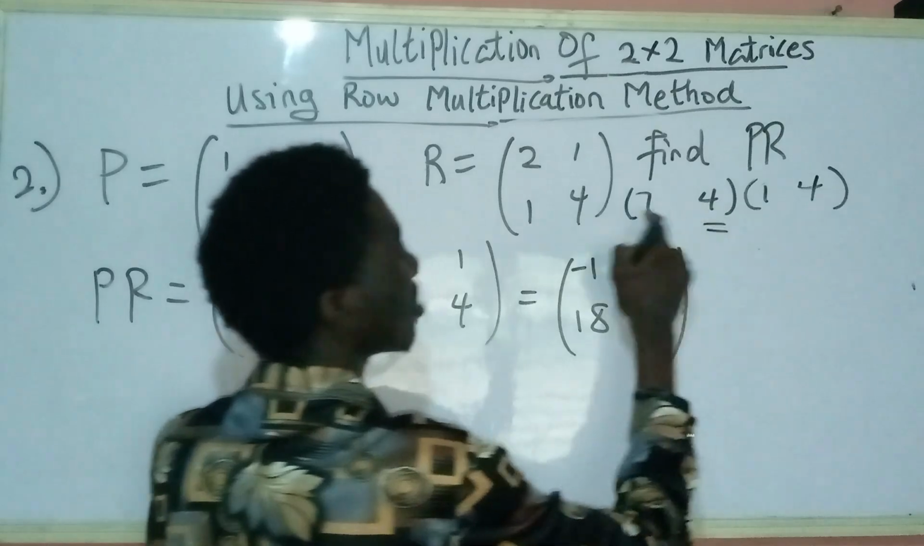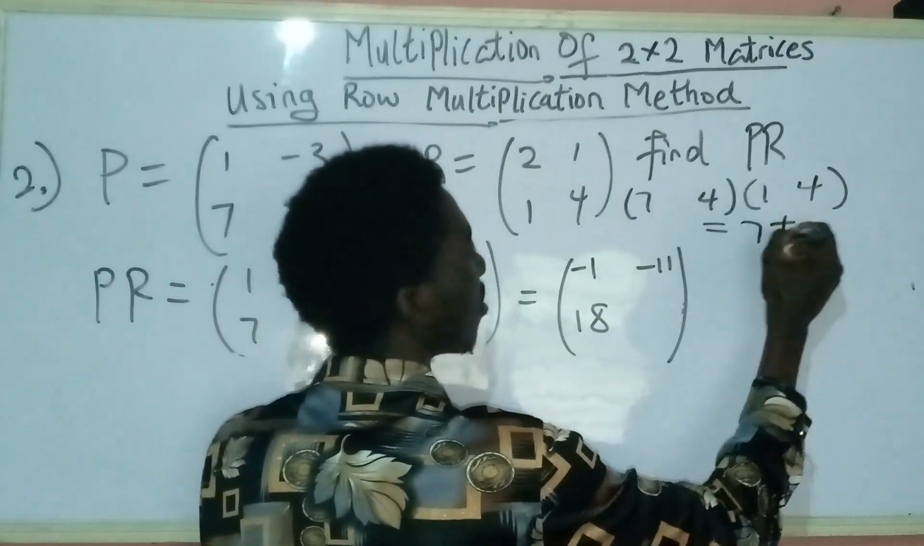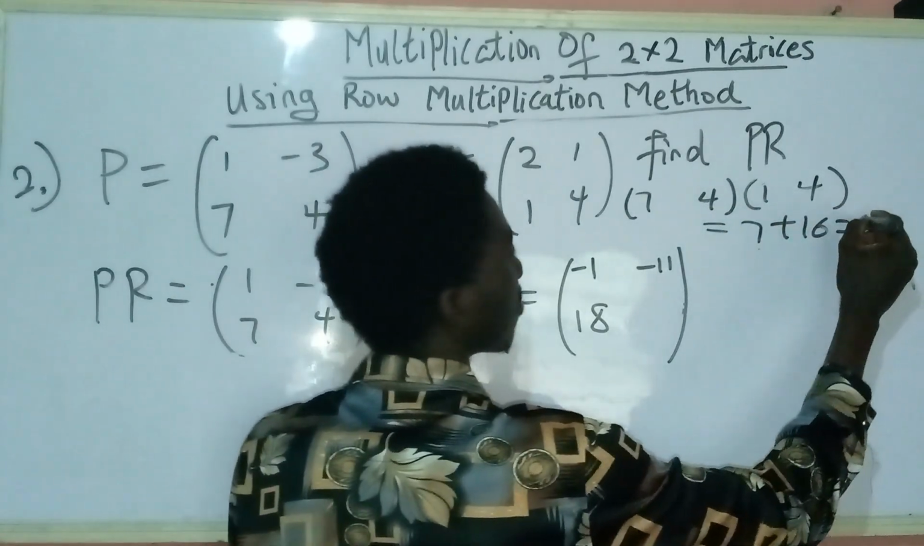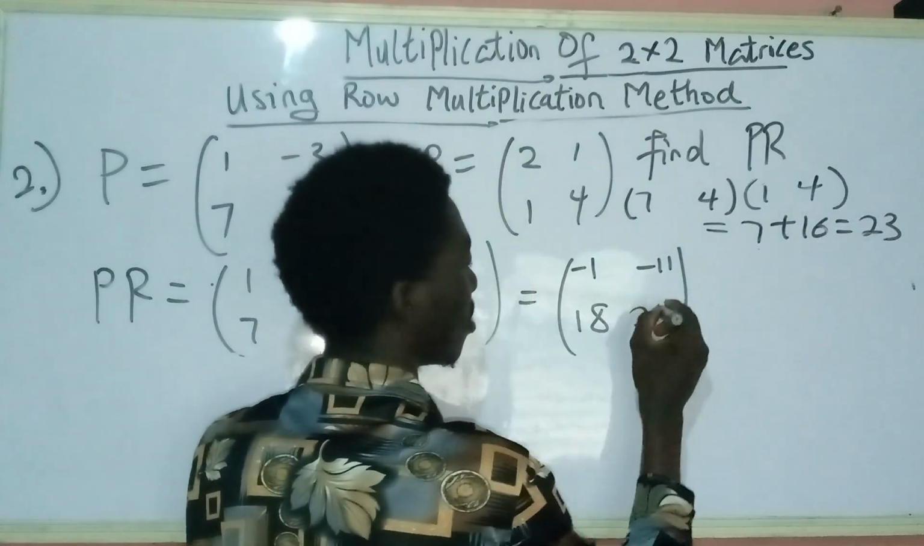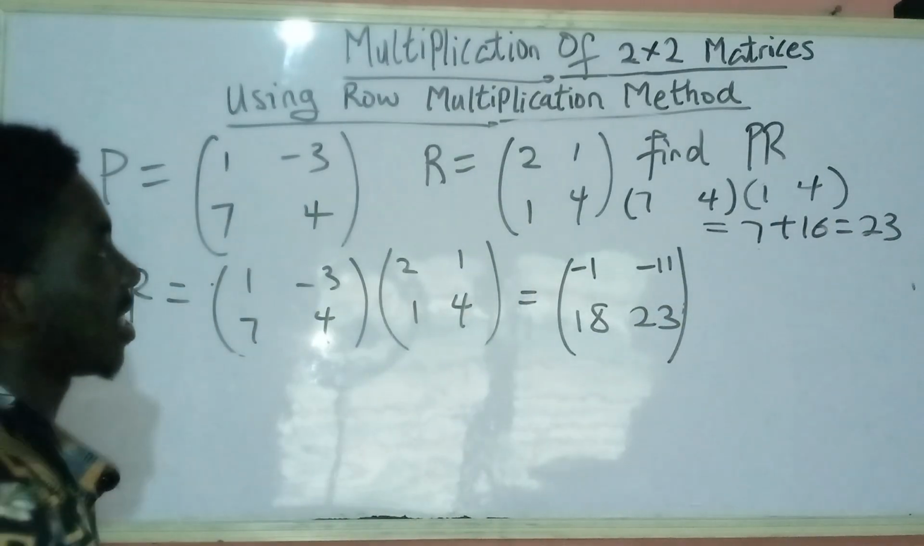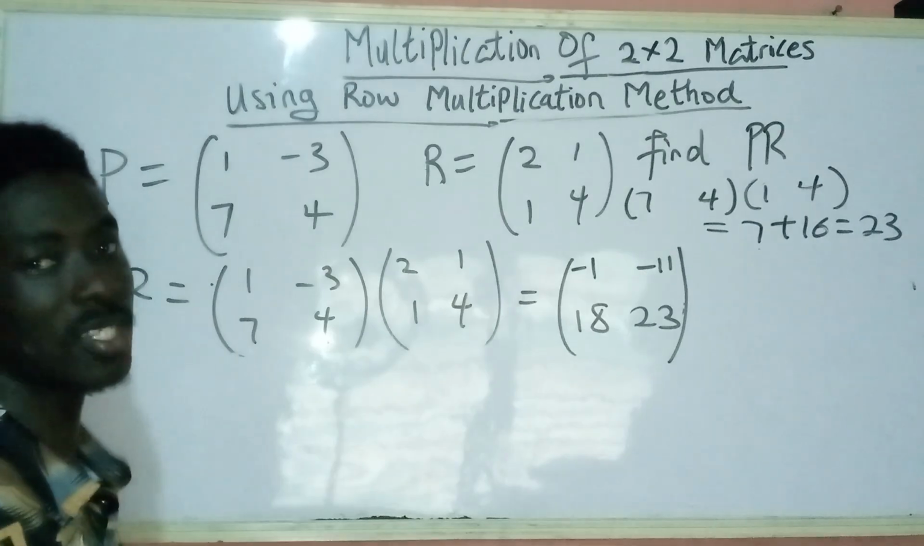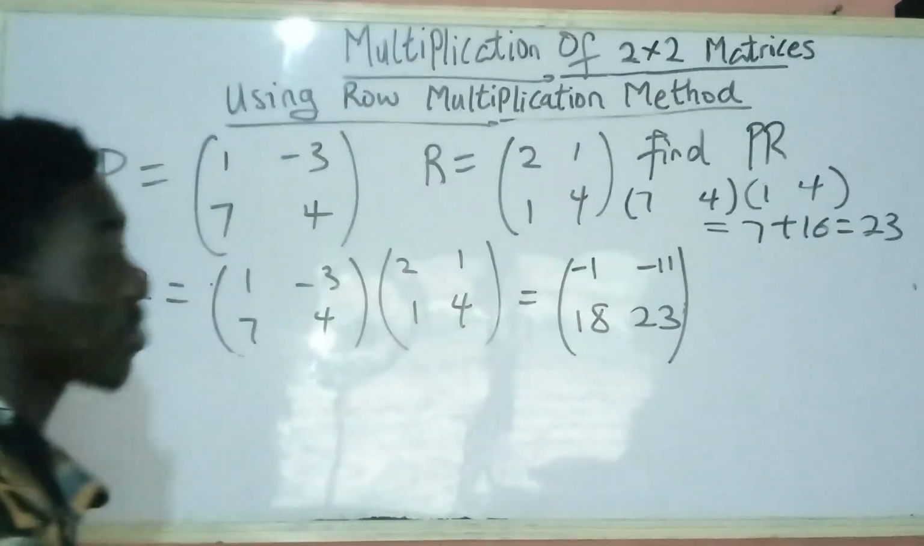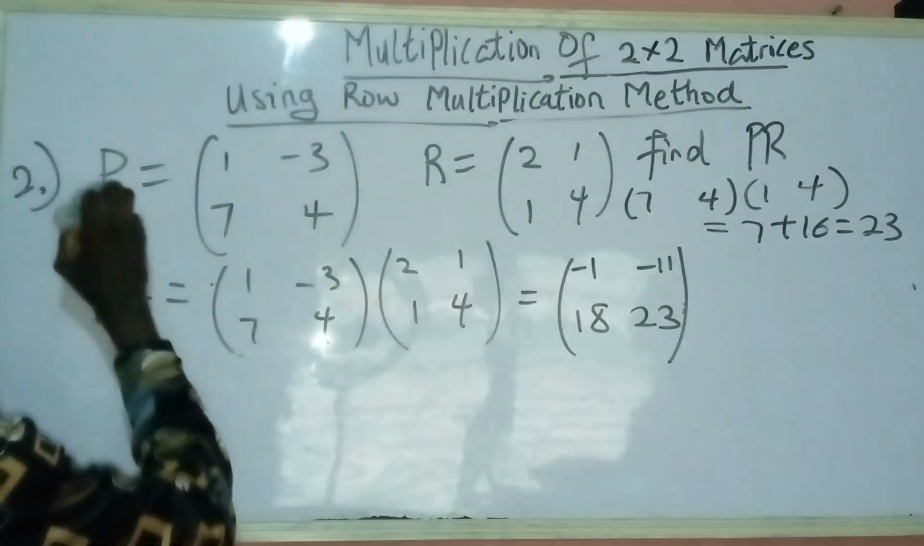7 times 1 is 7. 4 times 4 is 16. And that gives us 23. So that has to multiply a 2 by 2 matrix. Now we're doing one last term, which is the power of a matrix.